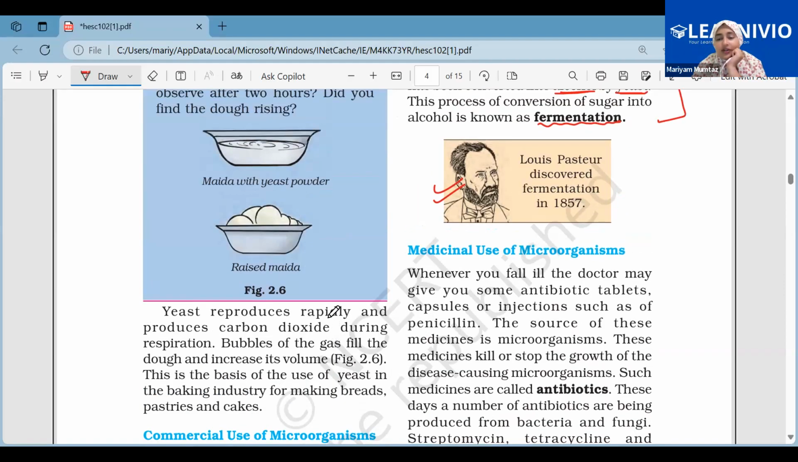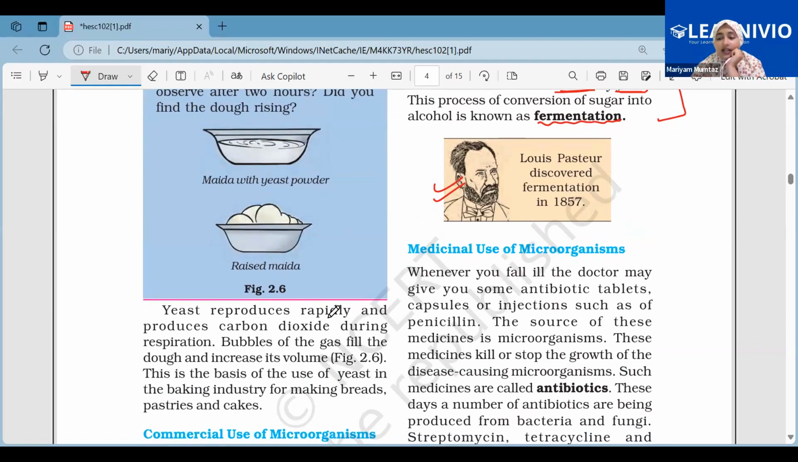Now, medicinal use of microorganisms. How they are important in terms of medicine. Obviously, we know that whenever we get sick, we get prescribed antibiotics, right? The word anti means against, biotic means life. So, the word antibiotic means against life. So, why are we having it if it is against life? Because it's not against our life, it's against the microorganism or the pathogen's life, right?